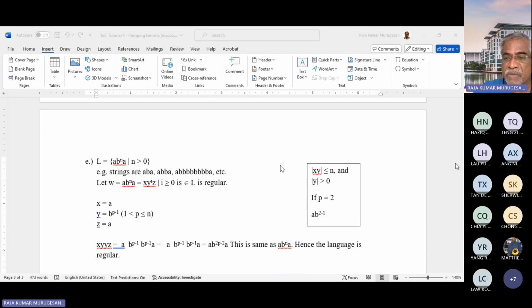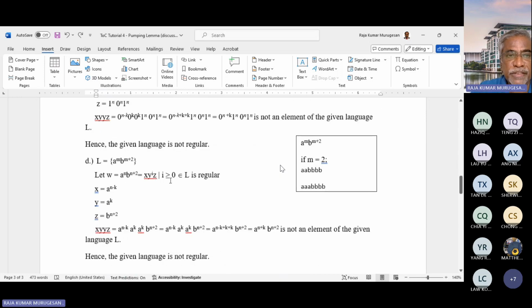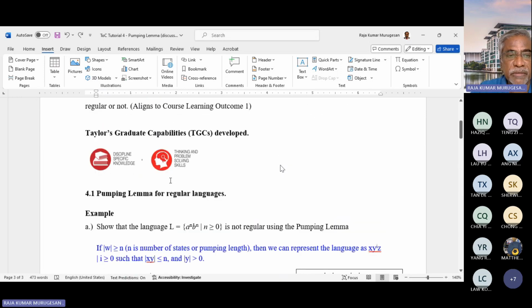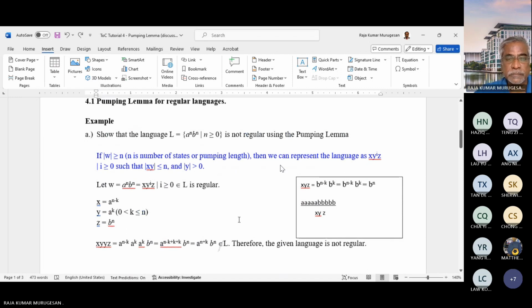So can I have a look at the example answer? For what? Which example answer? Which question are you asking for the example answer? Law Kok Chong. 4.1 example A. 4.1 is here. It is there on my times also. This example question is always solved. The answer is there.